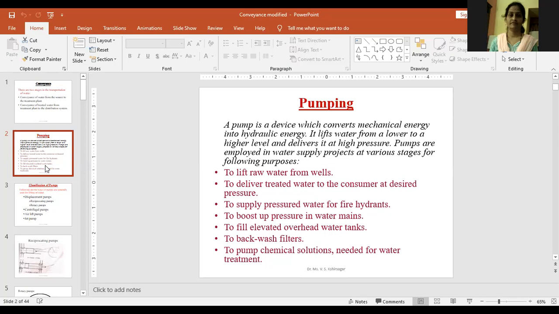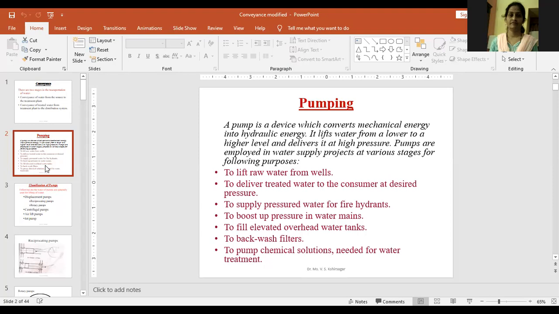Sometimes the consumer's area is also at a low-lying area, or at the same elevation or more than that. In that case, we need to supply the water to those particular consumers by pressure, and hence we need to have the pumps.